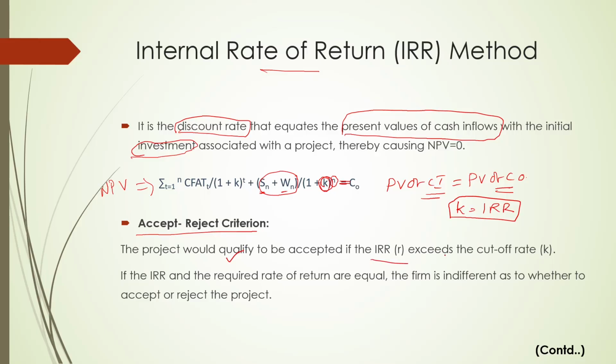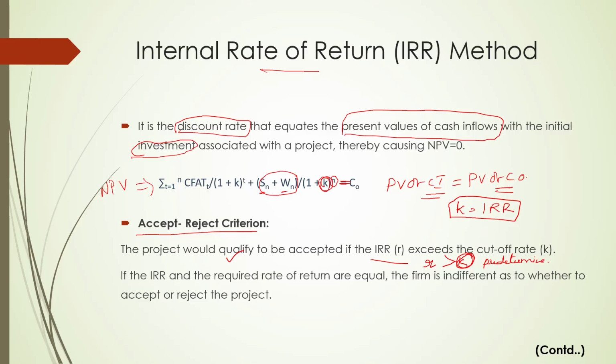Of course, if you see the accept-reject criteria, if you want to select the project, then your IRR should exceed the cutoff rate. What is this cutoff rate? For example, here we have assumed small r as IRR, and the cutoff rate is K. Cutoff rate means the predetermined rate at which you want to get the profit.